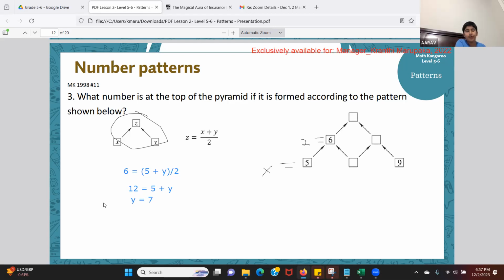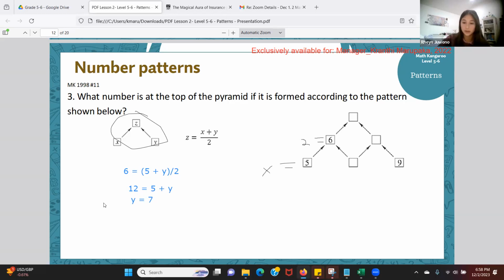We're supposed to find the number that's on the top of the pyramid. Oh, I don't think she's done. Are you done, Rain? Yeah, sorry, just in case anyone had any questions, I should have specified. Thank you, Arav.